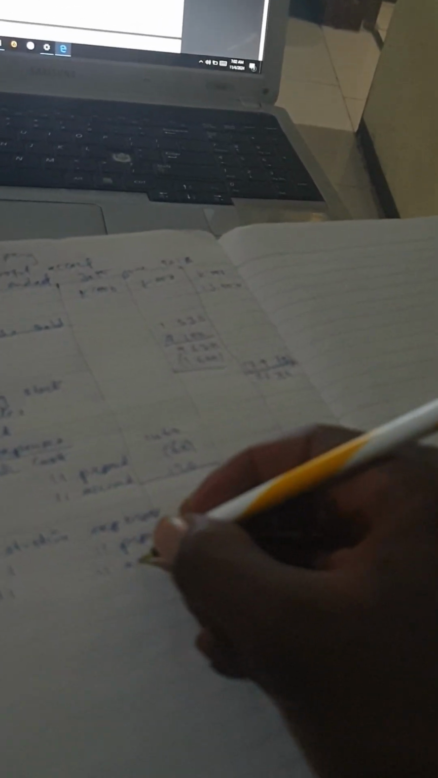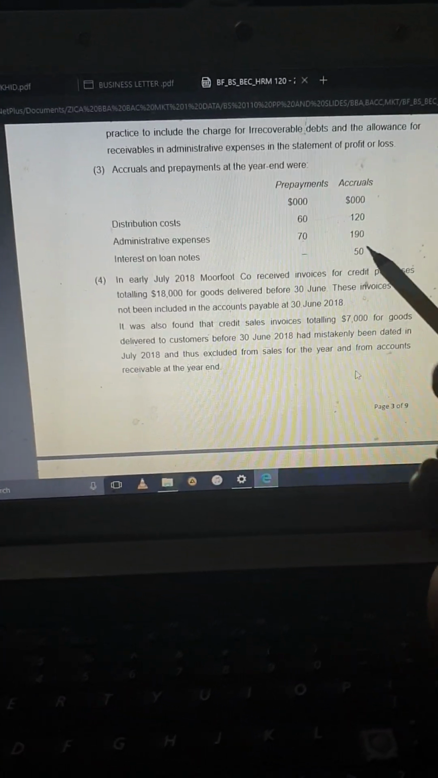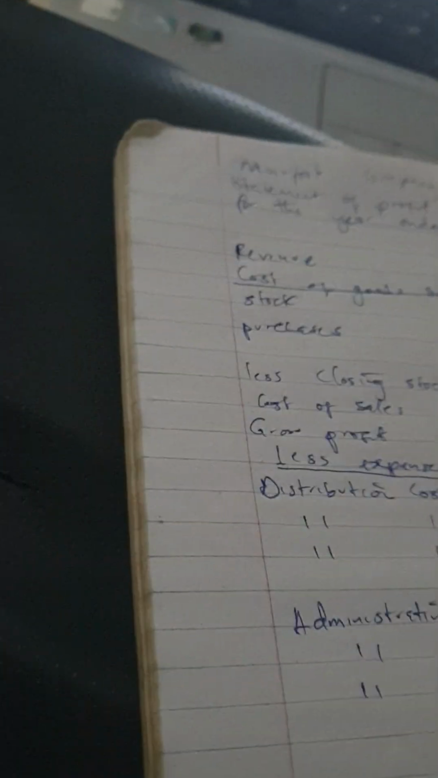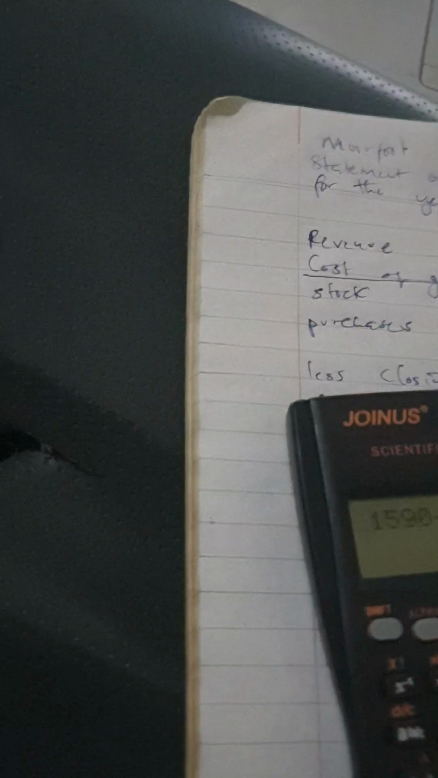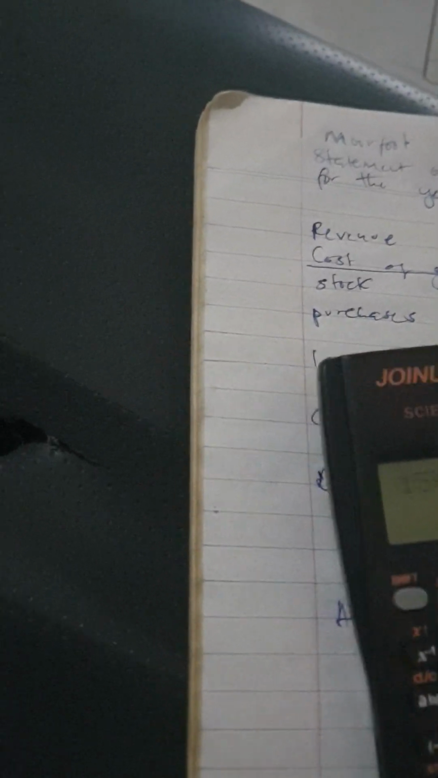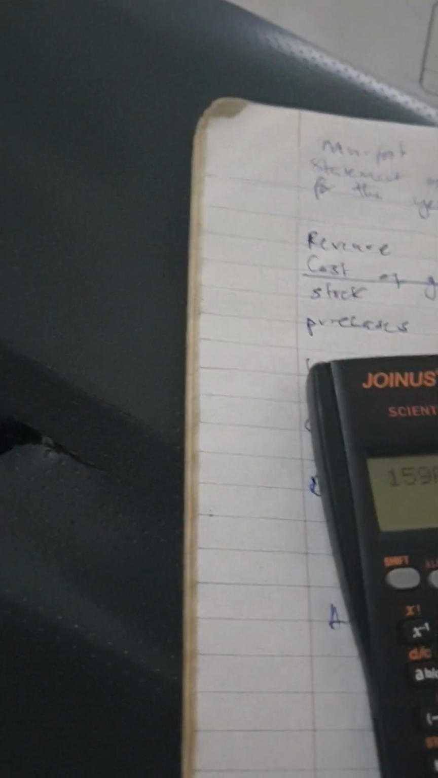Then for the accrual, if you check through the question, on administrative expense we have a prepayment of 70 and an accrual of 190. So the 190 will come down here because we are adding it, because accruals are added. We're going to leave it outside like that as well. So we have 1590 minus 70 plus 190, which gives us 1710.